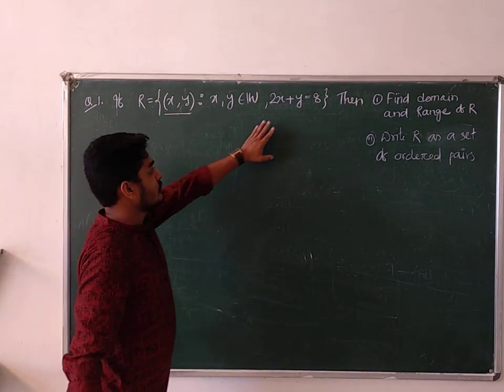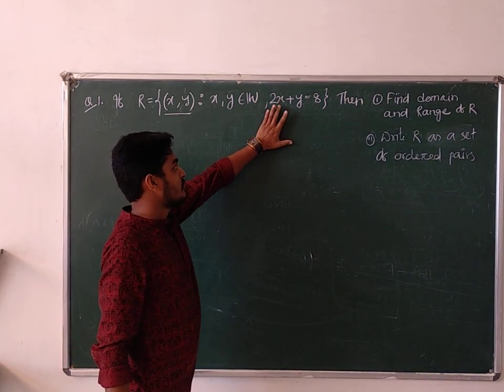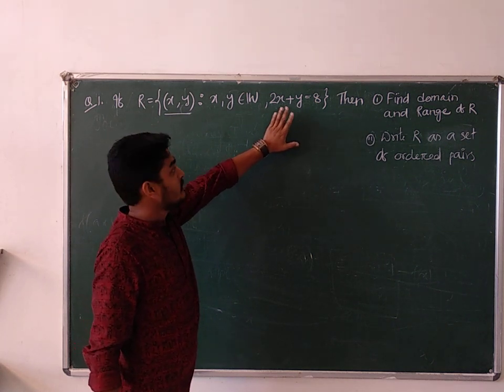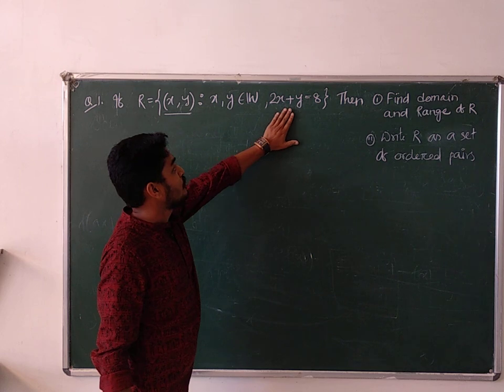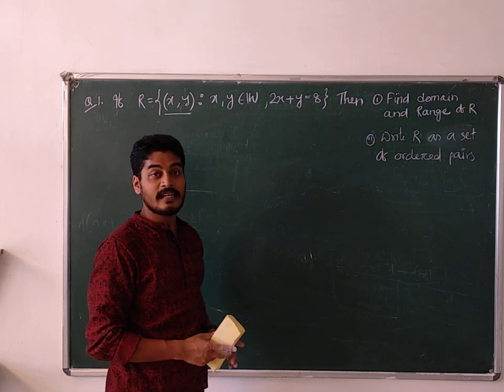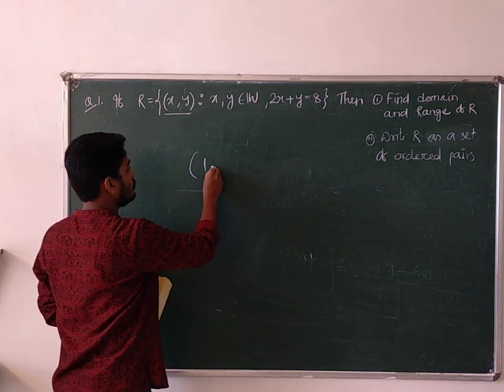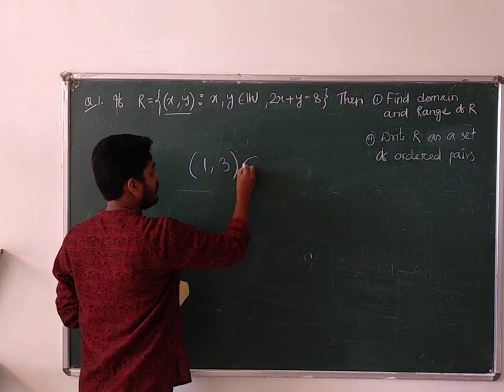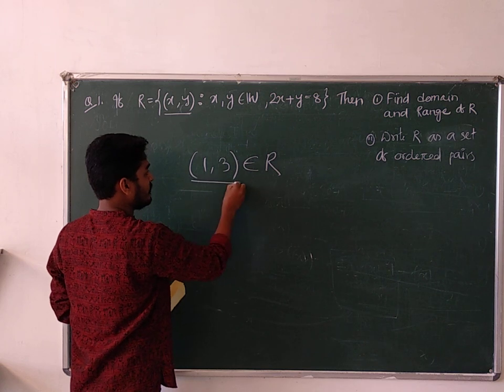And what is the other condition? The other condition is that twice x plus y is equal to 8. That means after putting the values of x and y here, that expression should be exactly equal to 8. Suppose (1, 3) belongs to R or not. Is it an element of this R or not?